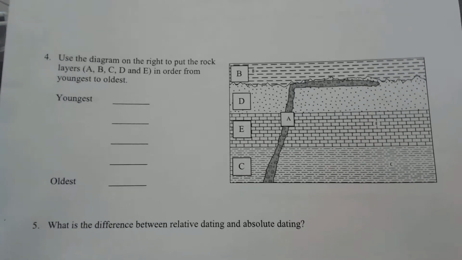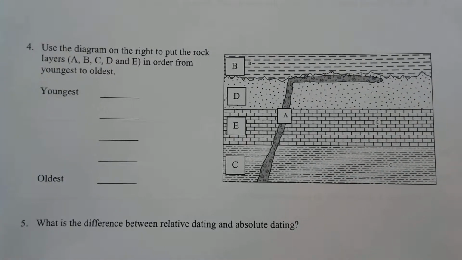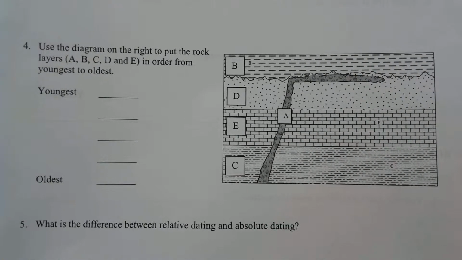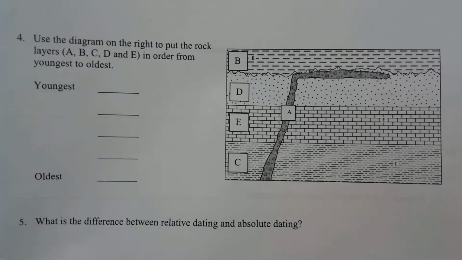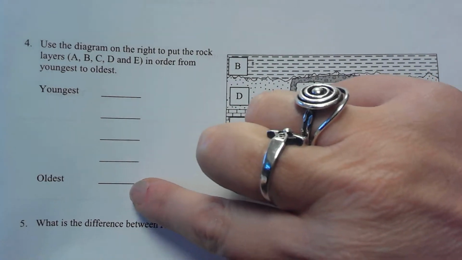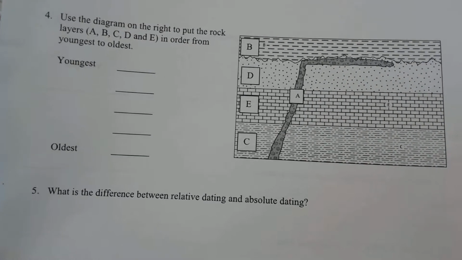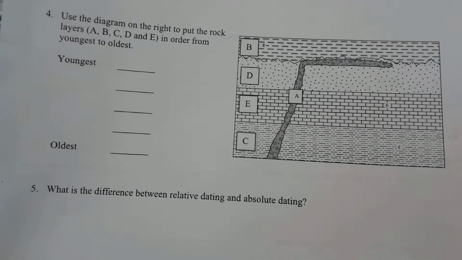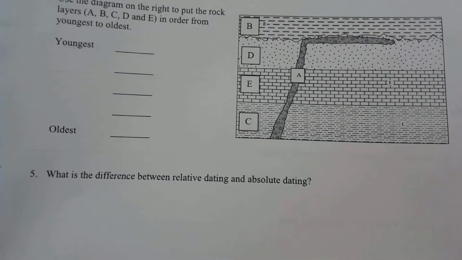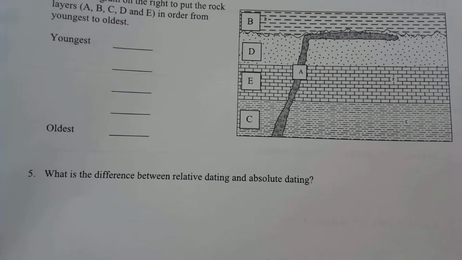Number 4. Use the diagram on the right to put the rock layers A, B, C, D, and E in the order from youngest to oldest. Youngest to oldest. So write the letters in. Number 5. What is the difference between relative dating and absolute dating?